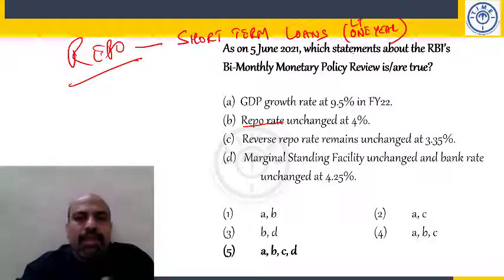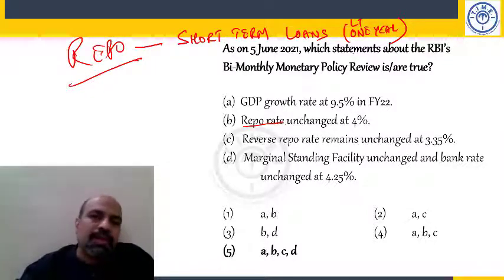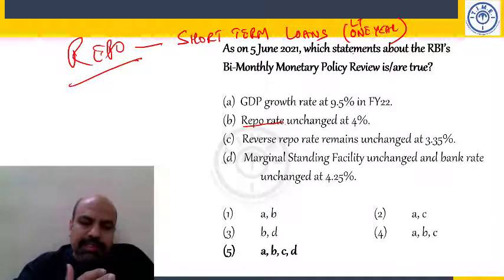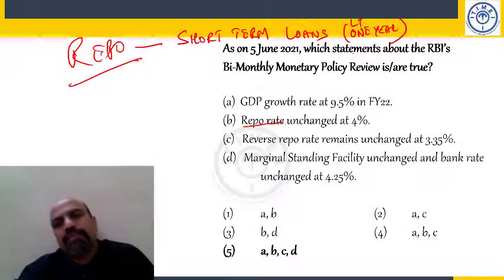Next, last one, marginal standing facility, MSF. Underline this. Below this, we will take 2-3 points instead of just one standard definition. It is a window for banks to borrow from the RBI in an emergency situation, when interbank liquidity dries up completely.